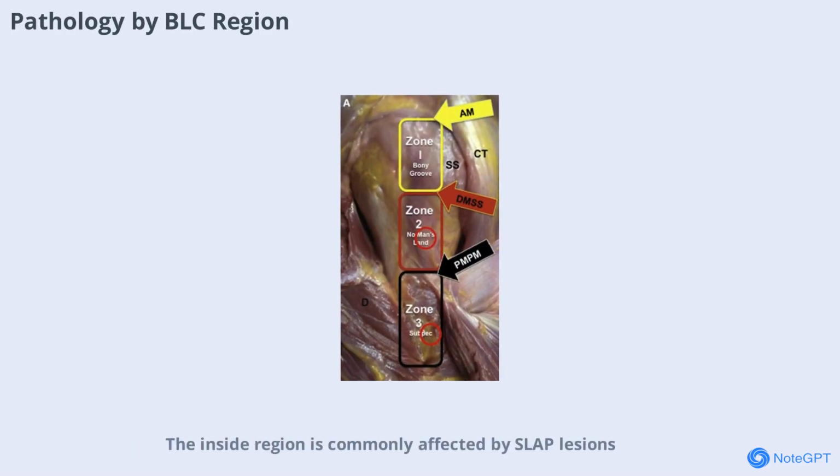Each part of the biceps labral complex is prone to distinct pathologies. The inside region is commonly affected by SLAP lesions, often due to superior migration of the humeral head or internal impingement. The junction is susceptible to LHBT tears, incarceration, and pulley lesions, while the bicipital tunnel can develop tenosynovitis or house loose bodies. Recognizing these associations is key for targeted evaluation and management.